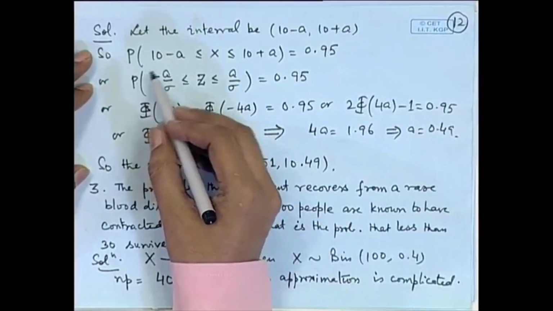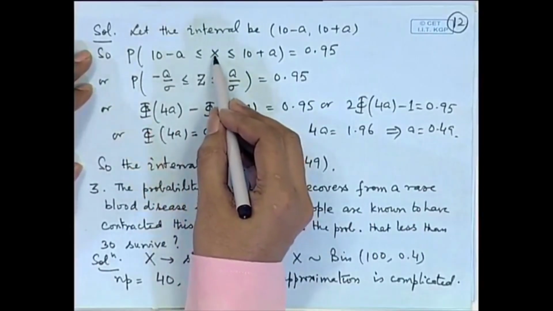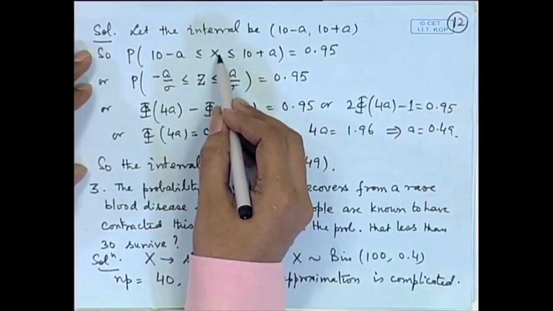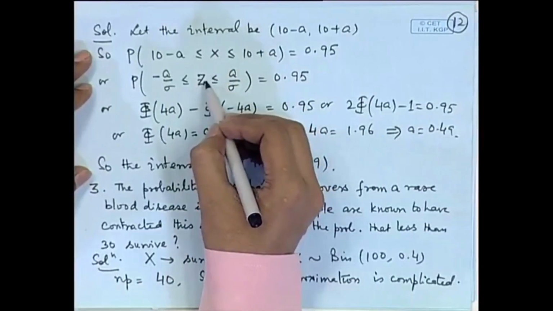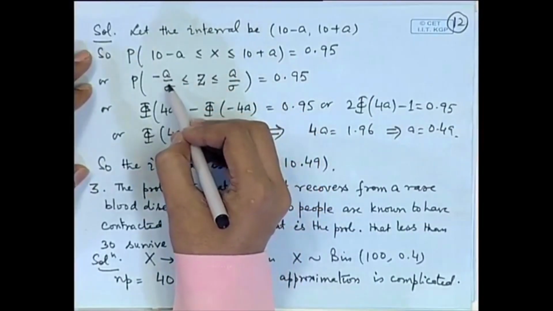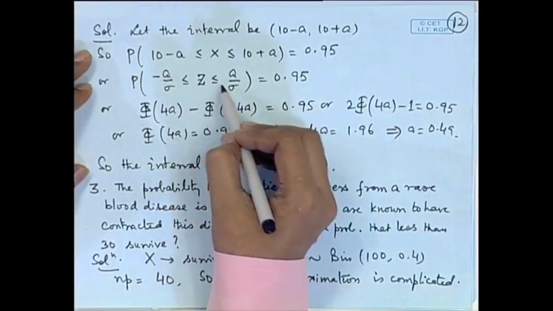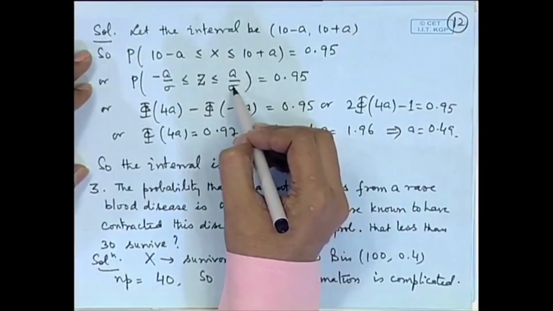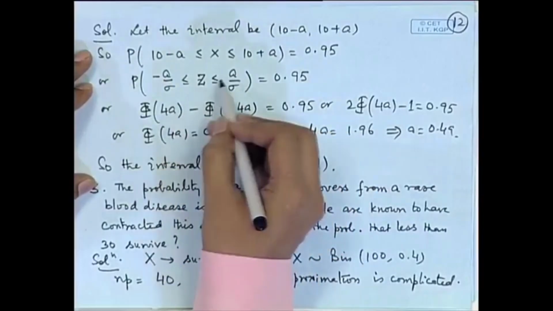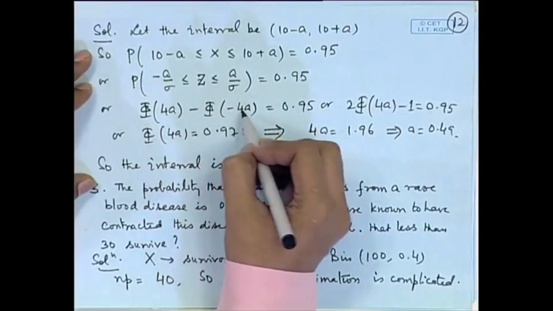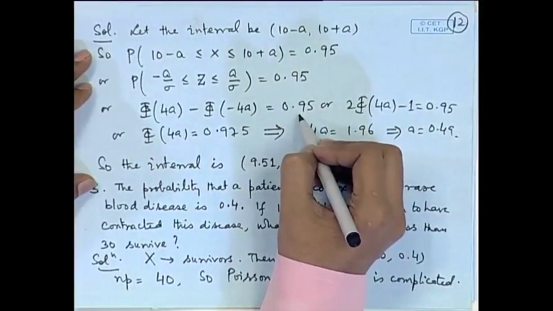So, consider the transformation x minus mu by sigma. Here mu is 10. So, it becomes minus a by sigma less than or equal to z less than or equal to a by sigma, and sigma is 1 by 4. So, this is 4a. So, this is becoming phi of 4a minus phi of minus 4a is equal to 0.95.